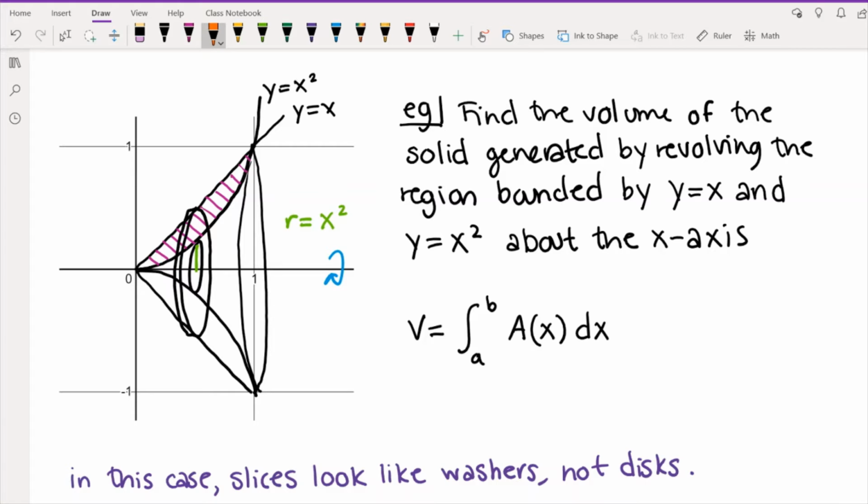So that would be measuring all the way from here up to the very outside of the shape. That would be determined by y is equal to x. So the big radius is equal to x.